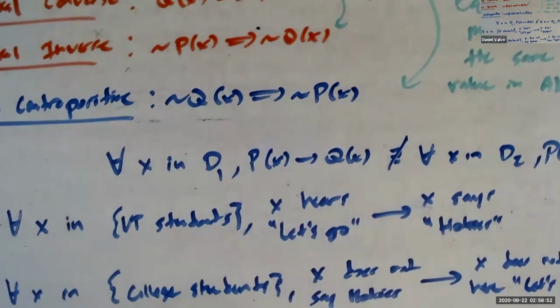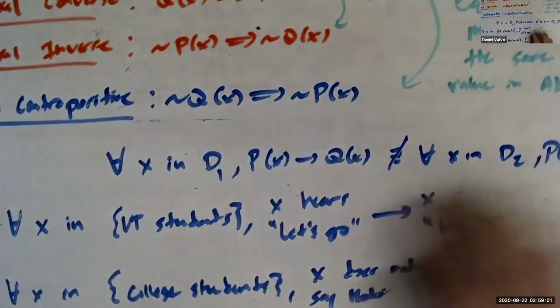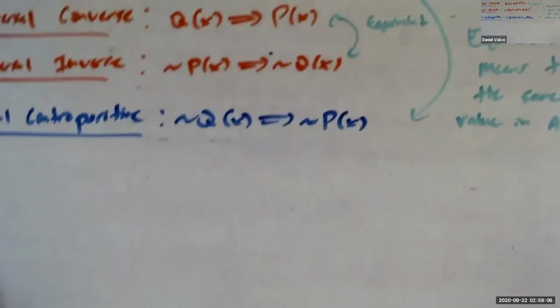Does that make sense? Yeah. So saying two statements are equivalent means that when they have the same domain, these for all statements will always give the same truth values. Okay.